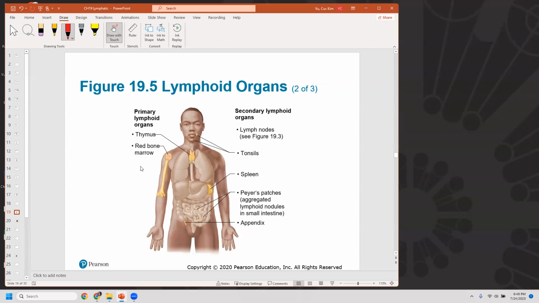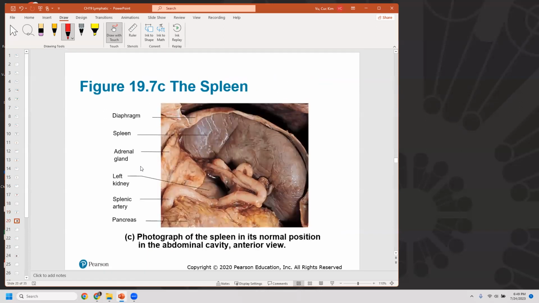Now we're going to move on and talk about the other lymph organs, which include the thymus, the tonsil, the spleen, the Peyer's patch, and the appendix. We're going to start with the spleen. The spleen actually has a nickname. Does anyone know what the nickname of the spleen is? What's the function of the spleen? To filter the blood. Yes.